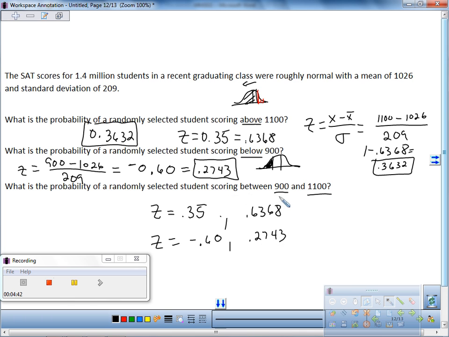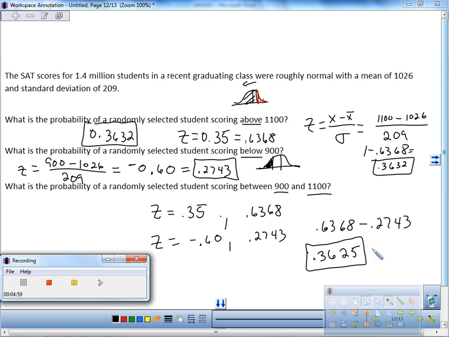Now to find the probability of picking somebody that fell between those two ranges, we just take the difference. And remember, we want a positive number, so it's always the bigger number, and then we subtract the smaller number from it. So when we take the difference between those two numbers, we end up with a probability of 0.3625. So the probability of picking somebody between 900 and 1100 is almost the same as picking somebody that scored above 1100. But that's how we use z-scores to figure out probability when we're not exactly on a standard deviation away, like we were in some of the first examples.